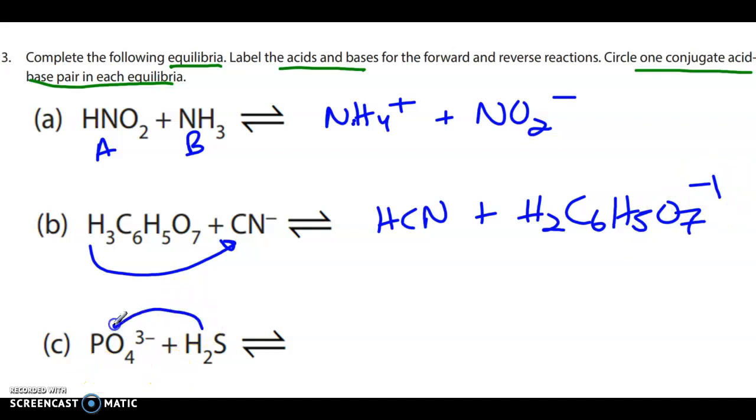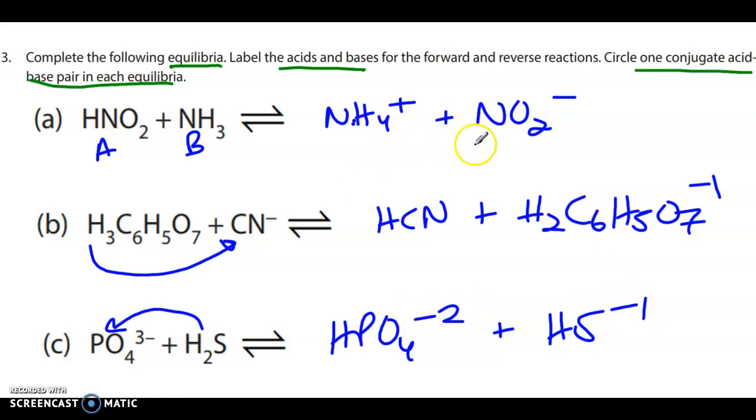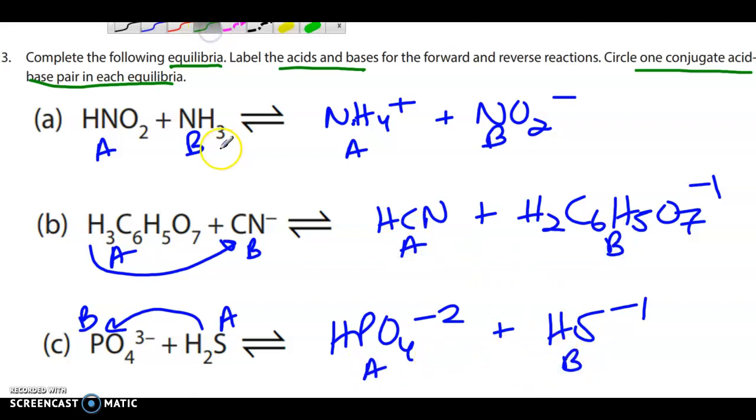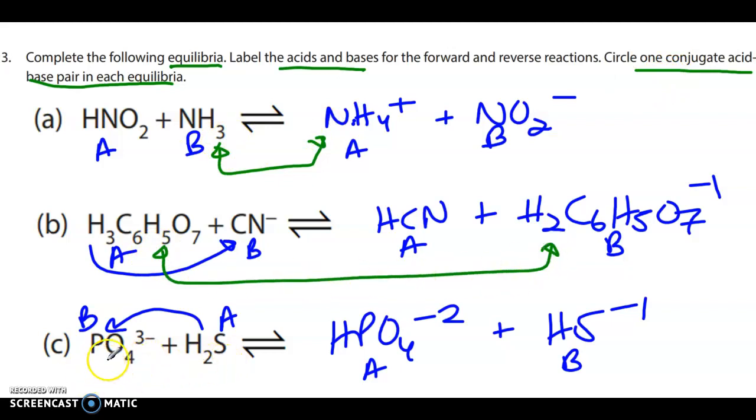For C, our hydrogen is moving over, so this is going to be HPO4 2- plus HS-. In terms of if this were to go backwards, you have to label accordingly. So this is acid, base, and then if we were to go in reverse, acid, base. In terms of pairings, you'd have to match up. It's asking you just to circle one. Really just make sure you are matching up correctly, whichever one you're choosing. Make sure you're choosing the one that matches with the after.